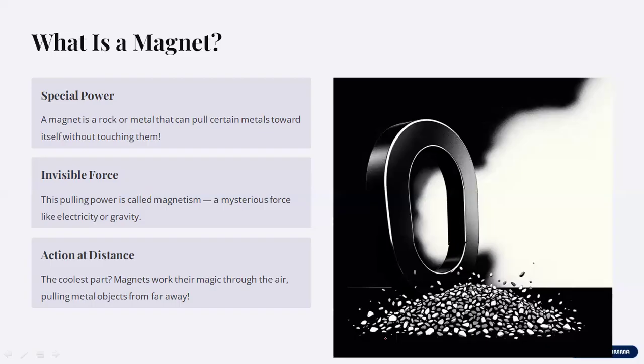Now, what does it mean? It acts at a distance. That is, even if your object is far away, the magnet is going to attract it. And this is the coolest part. Magnets work their magic through air, pulling metal objects from far away, right? So there are no strings attached, and still the objects are getting pulled.